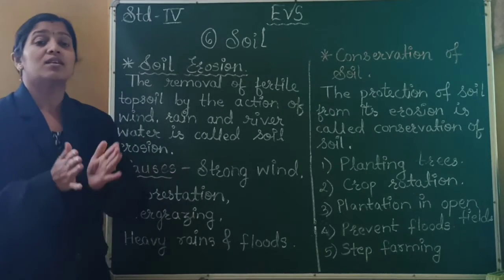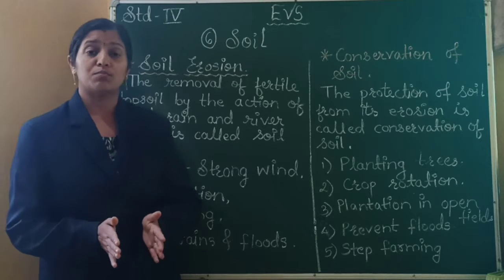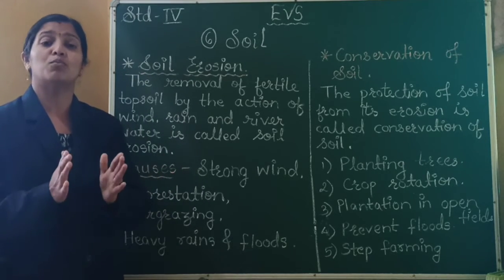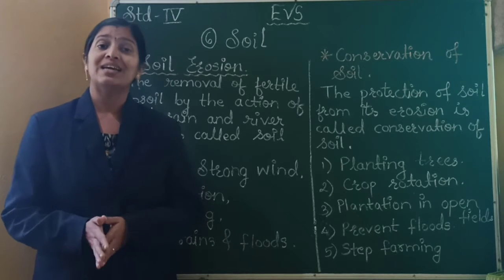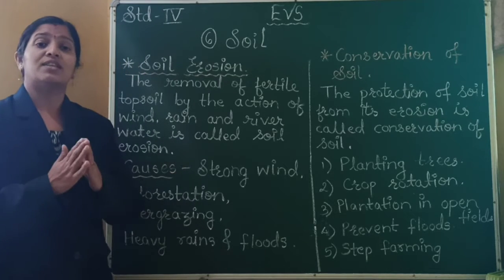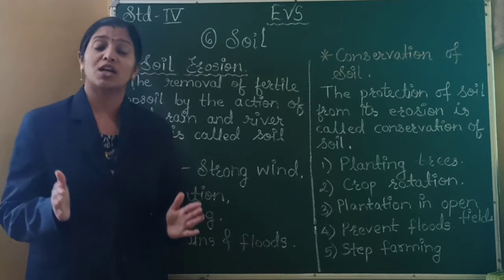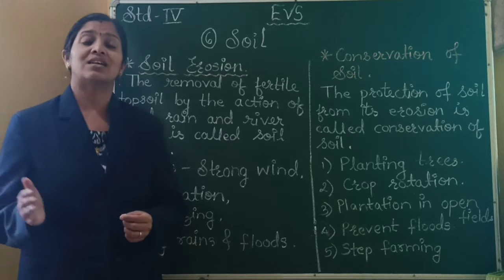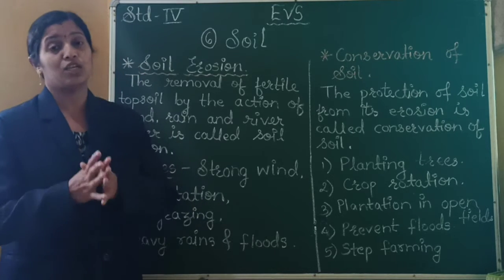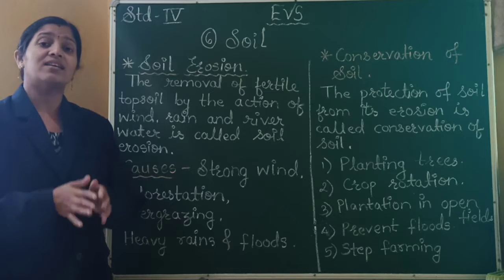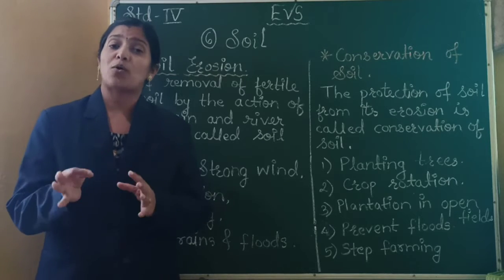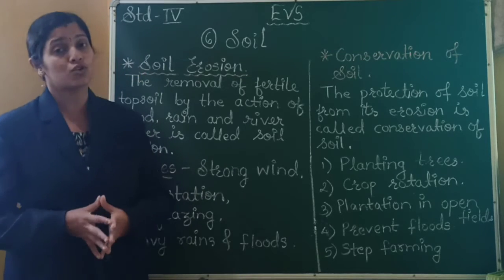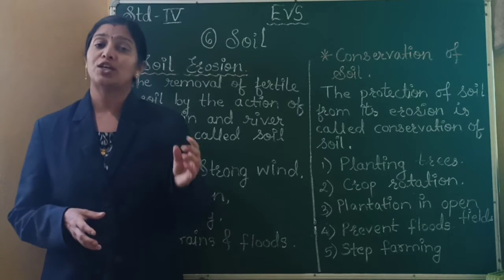But sometimes, because of heavy rains and strong winds, this topmost layer of the soil, which is the most fertile layer, is carried away. Because of the running water and the strong winds, this topmost layer is drained away or carried away. And this removal of the topmost layer of the soil is called soil erosion.